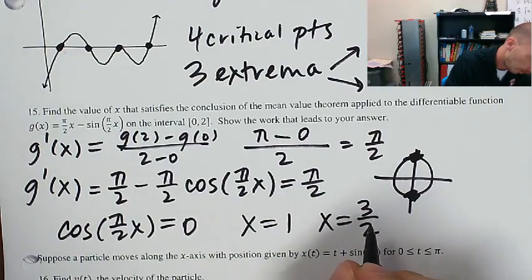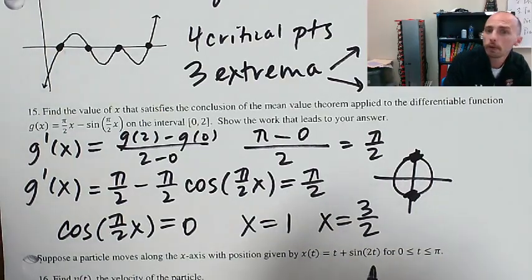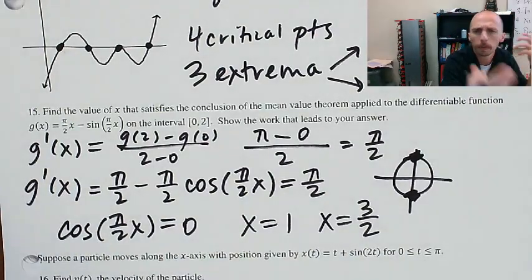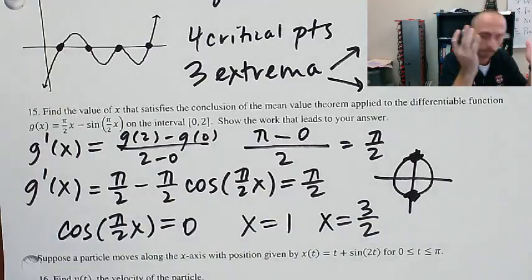Okay, so these are two values of x that satisfy the conclusion of the mean value theorem applied to the differentiable function g on the closed interval 0 to 2, right? Because both of those are between 0 and 2. Okay, so that's interesting.